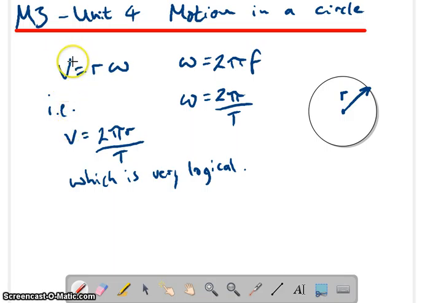The velocity of the particle moving in a circle can be described as r omega, so that just means that omega is 2 pi over T, the velocity is 2 pi r over T. So that's very logical, because 2 pi r would be the circumference all the way around, and then T, the period, the time taken for it to go around. So it's the distance it goes divided by the time, which gives you the speed. So nice and logical. So we'll start with a simple example.